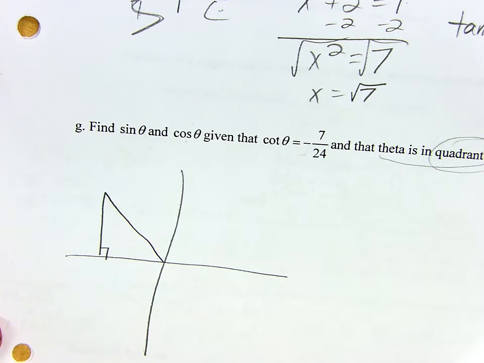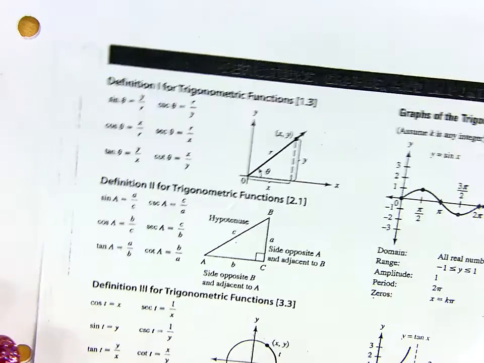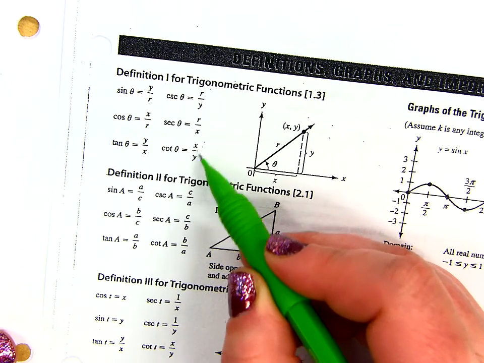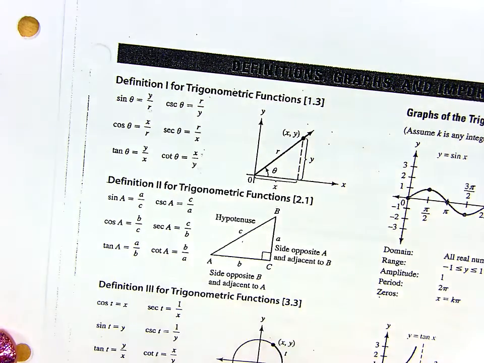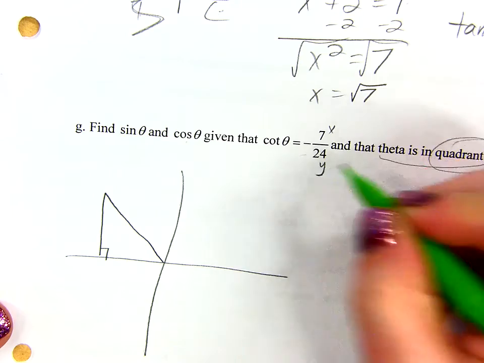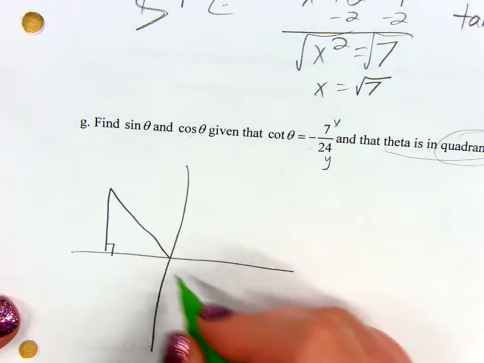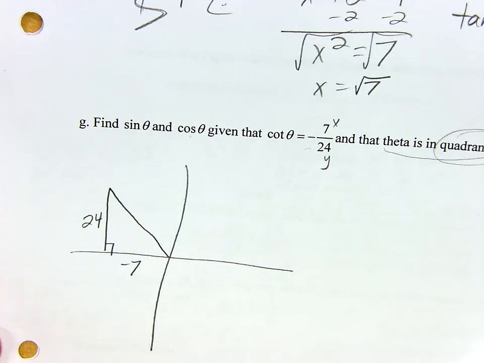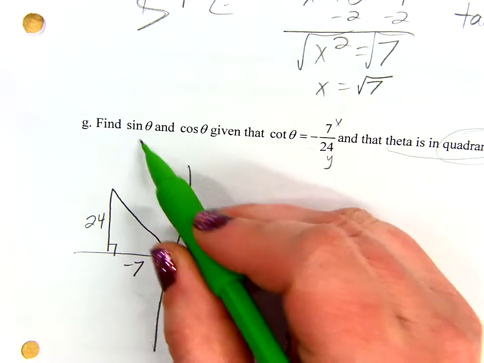Now, cotangent, if you look at your reference sheet, cotangent is x over y. So that's what they've given me, the x and the y values. Okay, x and y. So my x is -7, my y is +24. So then I should be able to finish this, right? Find that hypotenuse, and then I can find sine and cosine.